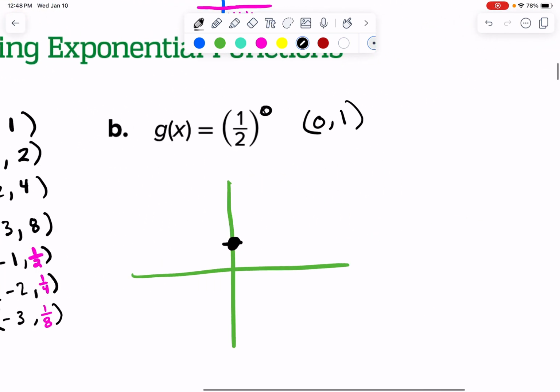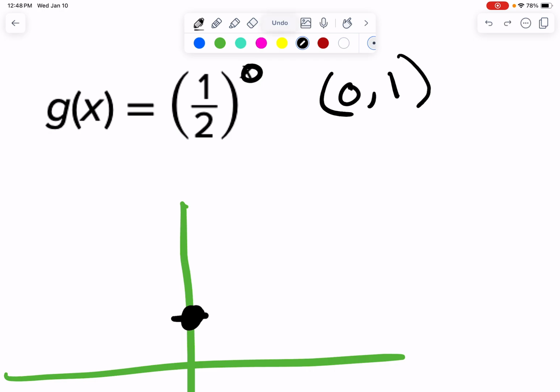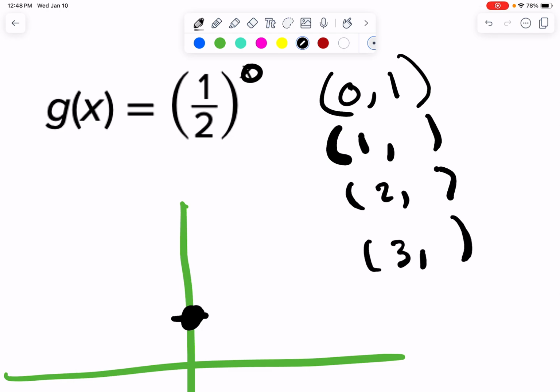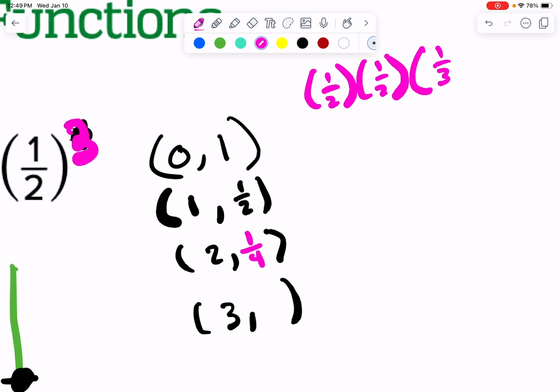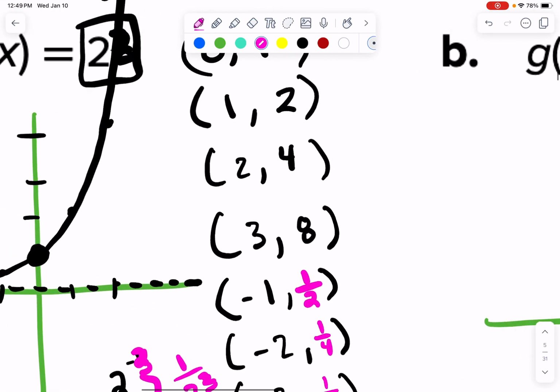Same thing here. 1/2 to the 0 power is 1. If I plug in 1, I plug in 2, I plug in 3, whatever, okay? 1/2 to the first power is 1/2. 1/2 to the second power is like saying 1/2 times 1/2. That's what it means to take something to the second power. 1/2 times 1/2 is 1/4. If I take it to the third power, that means I'm multiplying it by itself a third time. 1/2 times 1/2 times 1/2 is 1/8, right? So it's kind of like the opposite of these, right?